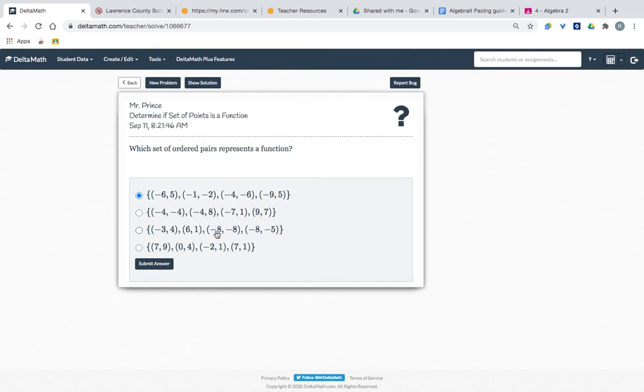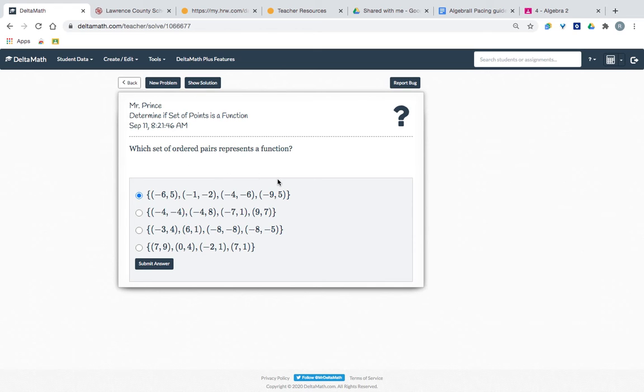Same thing down here. I got -8 and -8, and then I have another -8 for an x value, but it's got -5 for y. So that's two different y values for the same x value. And then again, down here I've got 7, 9, 7, 1. Can't have a 9 and a 1 as y values for my 7. That's an x value.